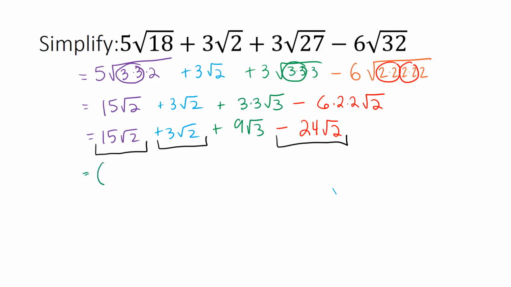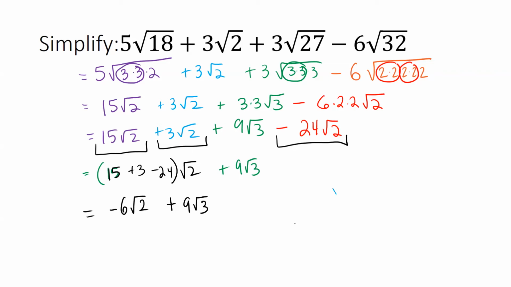We take the coefficients 15 plus 3 minus 24 radical 2 plus the 9 radical 3. When we add 15, 3, and negative 24, we get negative 6 radical 2 plus, since there's nothing to add with 9 radical 3, it just goes along for the ride. Our final answer is negative 6 radical 2 plus 9 radical 3.